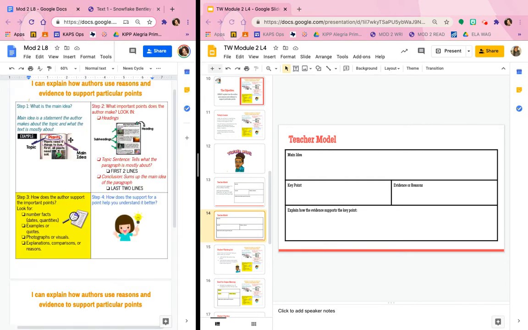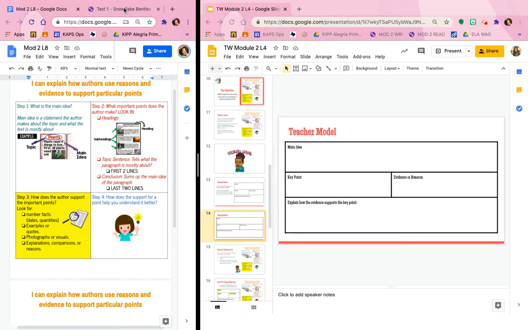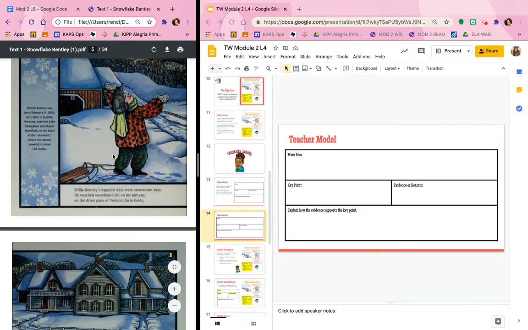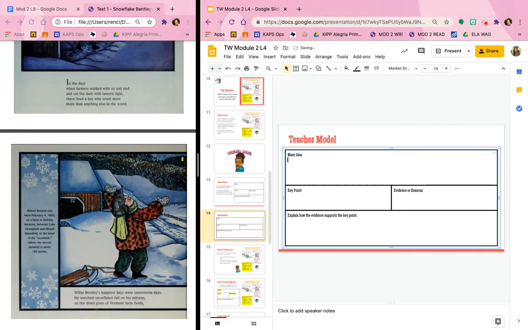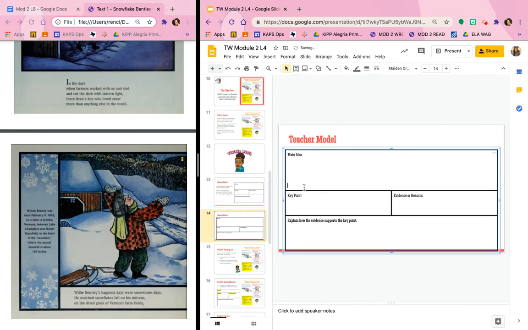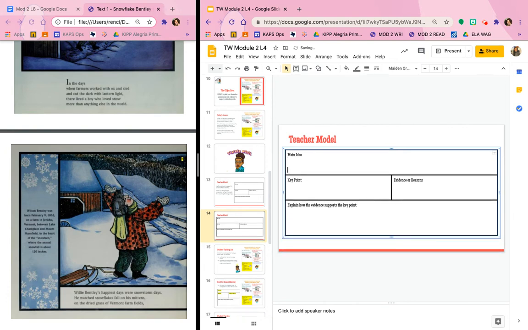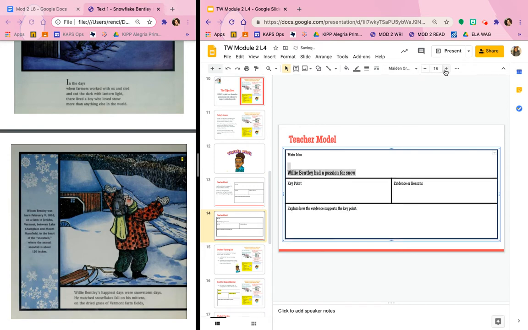So let's look at step 1. What is the main idea? So, as I was reading pages 1, 2, and 3, I kept hearing a common theme that Willie Bentley had a passion for snow. So, that's my main idea. I'm going to make this bigger so we don't run out of space. Willie Bentley had a passion for snow. Also, going to make this a tad bit bigger so you guys can see. There we go.